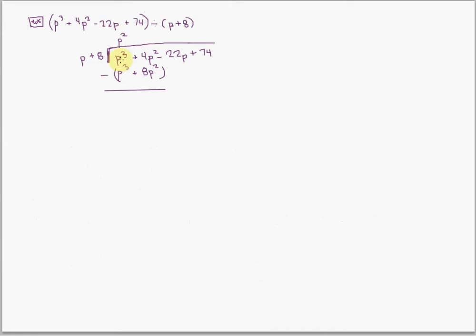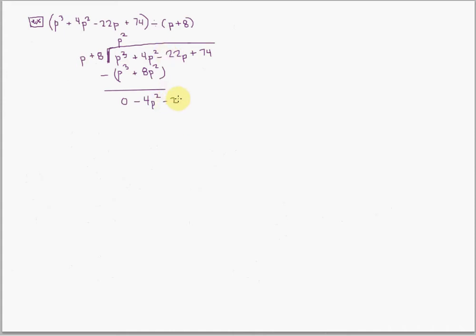First of all, it's important to know that p cubed minus p cubed is 0. That is what our goal was. If that doesn't come out as 0, then you've done something wrong. Next, we need to take this term and subtract it. So we have 4p squared minus 8p squared, which gives us a negative 4p squared. Now we're going to start our process over, but this time we're going to pull down our next term.